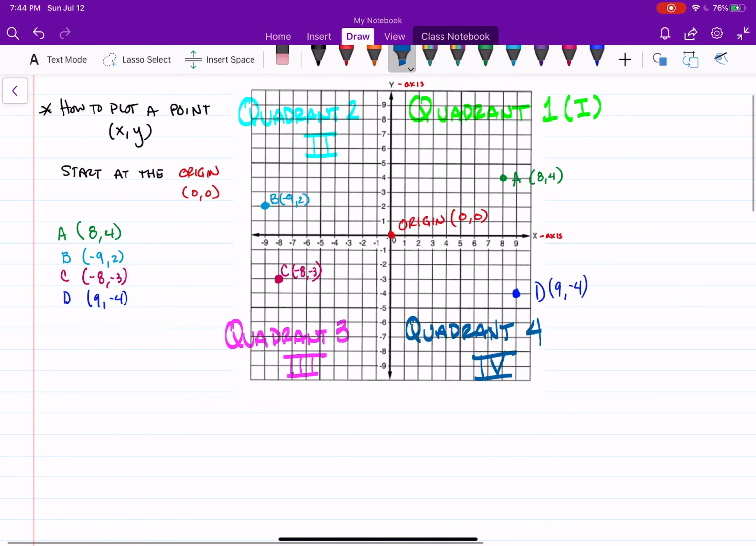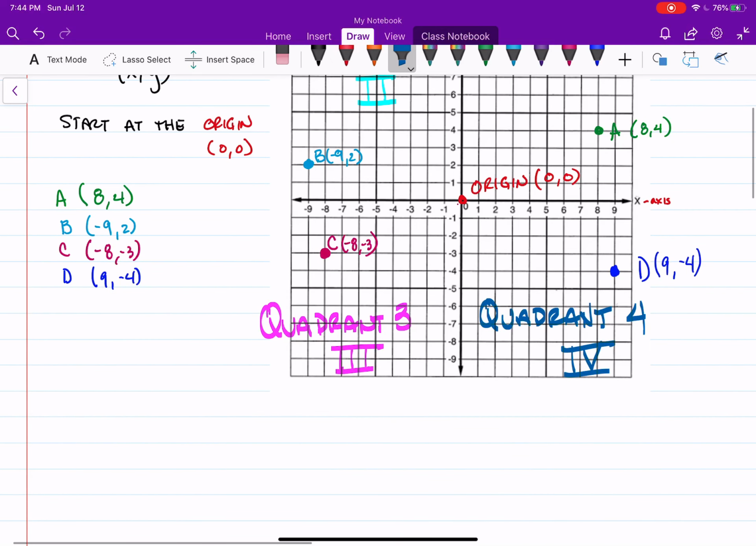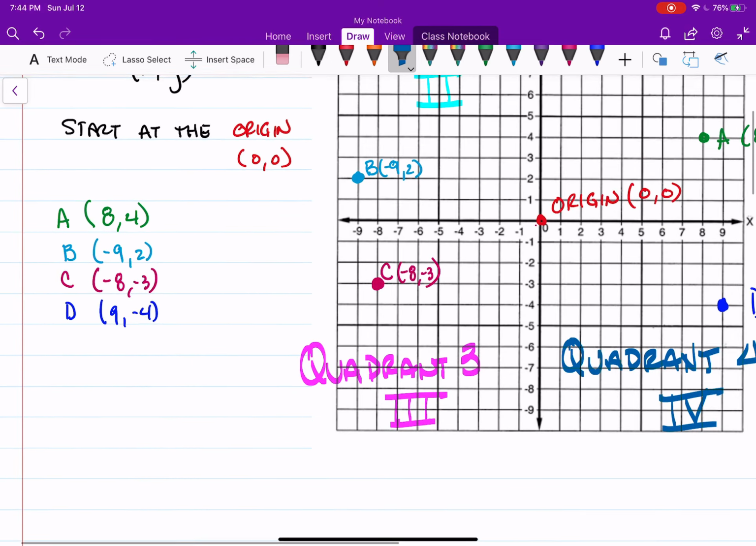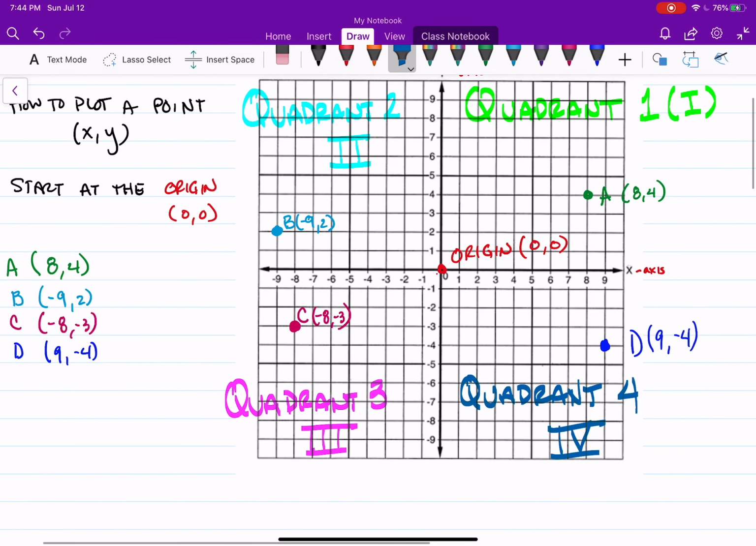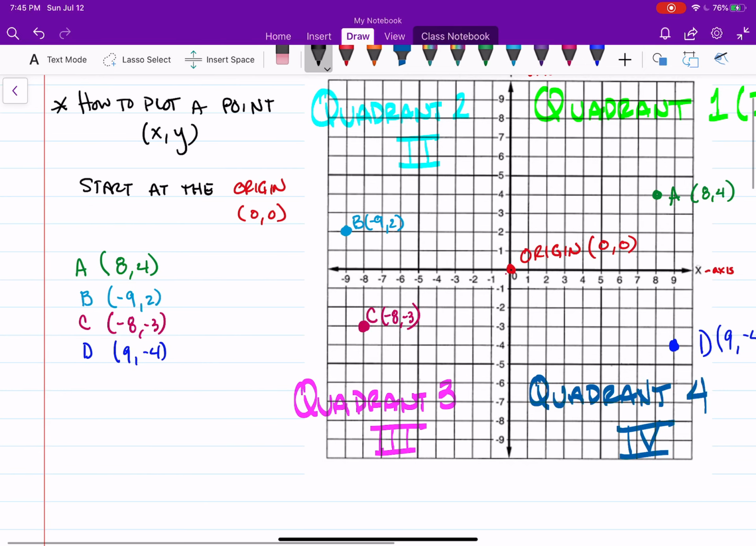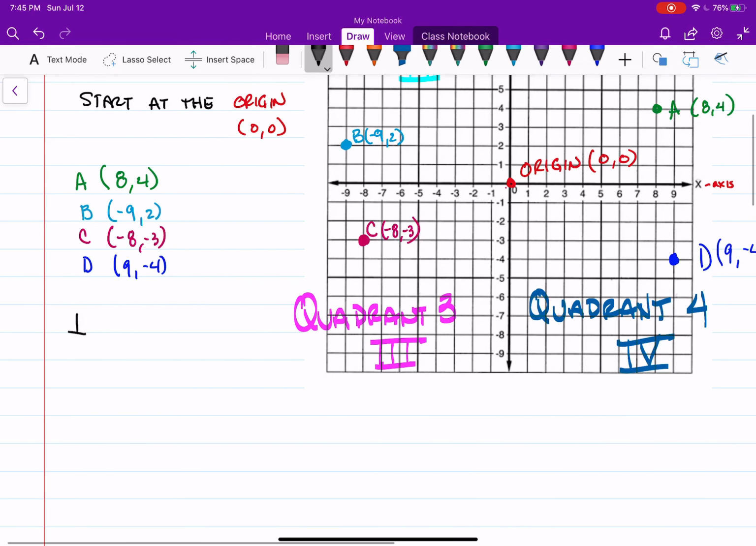All right. So how about if I put it this way? Notice that my A is in quadrant 1. And in quadrant 1, I have to move right and then up. So right means positive X, up means positive Y. So every point in quadrant 1 is going to have a positive X and a positive Y.